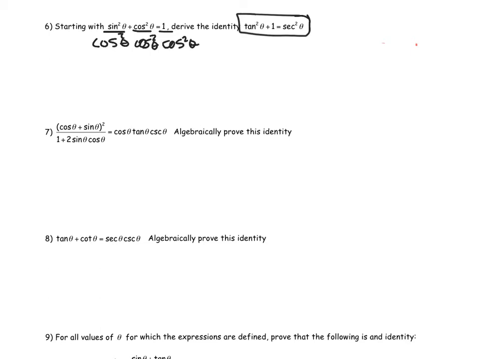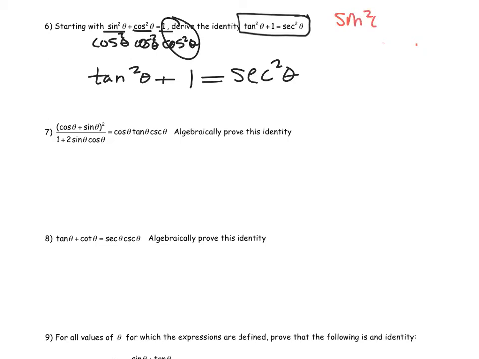Okay. So sine squared theta over cosine squared theta is tangent squared theta. Cosine squared theta over cosine squared theta, that's the same thing over the same thing, so that's just 1. And 1 over cosine squared theta, well, that's secant squared theta. Okay, so we just derived that identity. So far, of our Pythagorean identities, we have sine squared theta plus cosine squared theta equals 1. We now have tangent squared theta plus 1 is equal to secant squared theta.